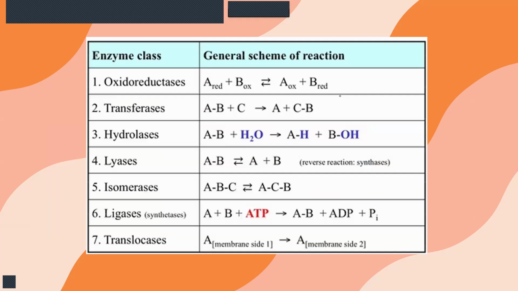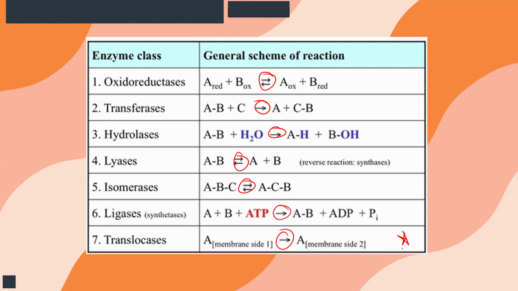Now, for our classes of enzymes, here's all of our 7 classes: oxidoreductases, transferases, hydrolases, lyases, isomerases, ligases, and translocases at the bottom. The important part about all of these is I want you to think about them as reactions that are being catalyzed. The one at the bottom has a reactant and a product. The difference is that our reactant is found on one side of the membrane, and our product is found on the other side of the membrane.